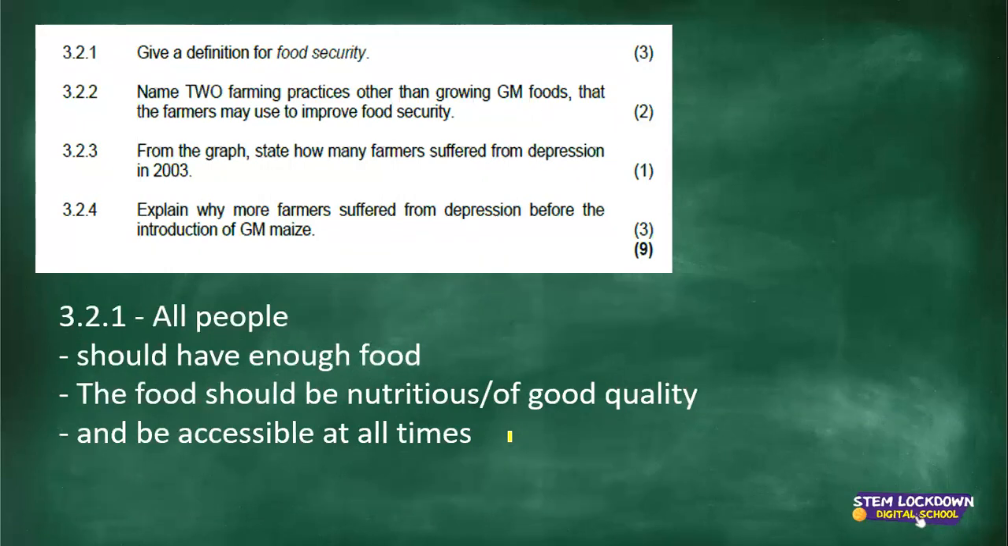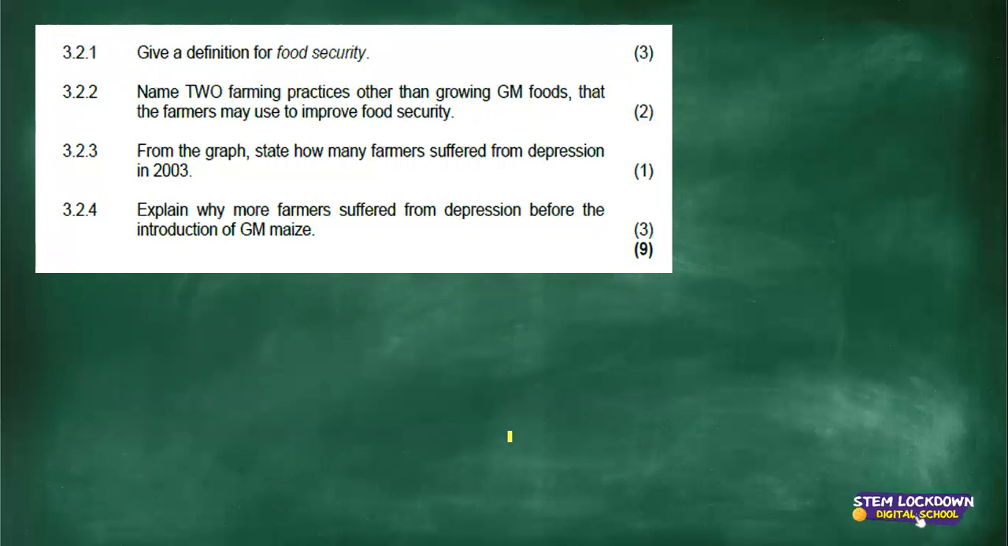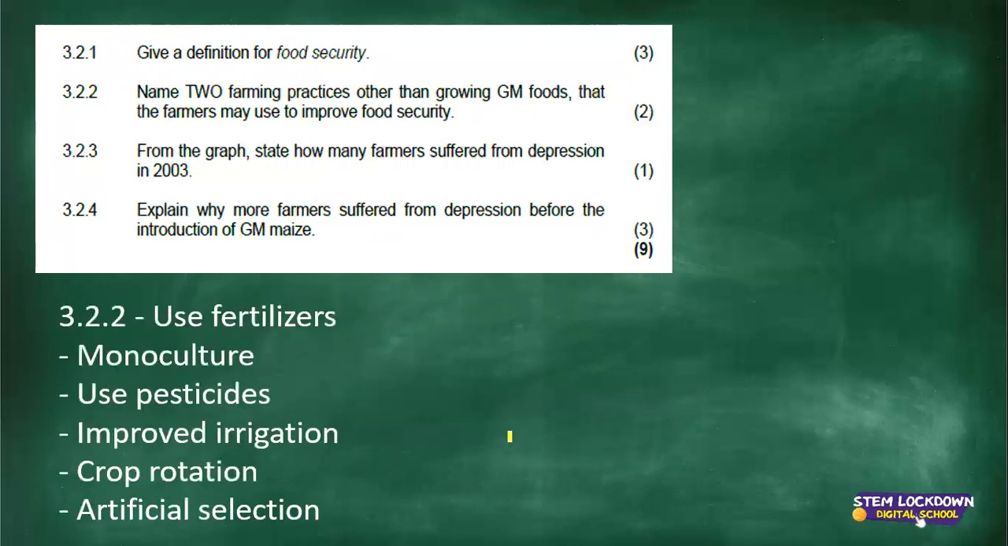3.2.2, name 2 farming practices other than growing GM foods that the farmers may use to improve food security. Besides genetically modifying the food, they can use fertilizers, monoculture, pesticides, improve the irrigation, crop rotation, and artificial selection. All of those processes could assist in improving food security.